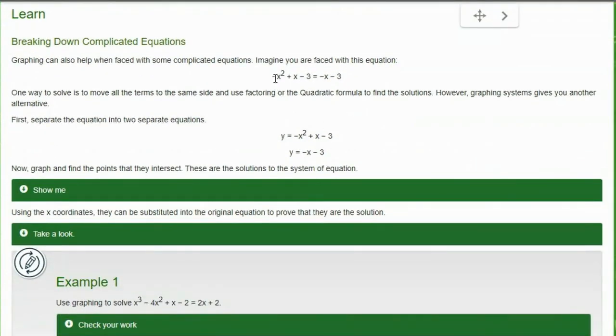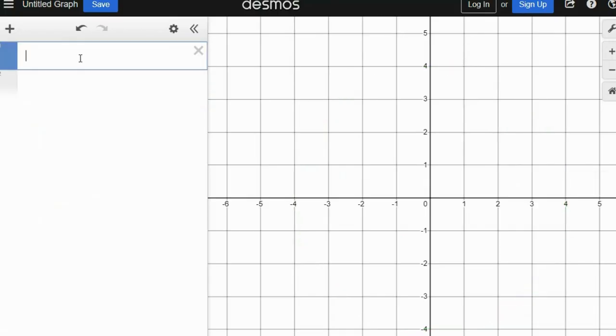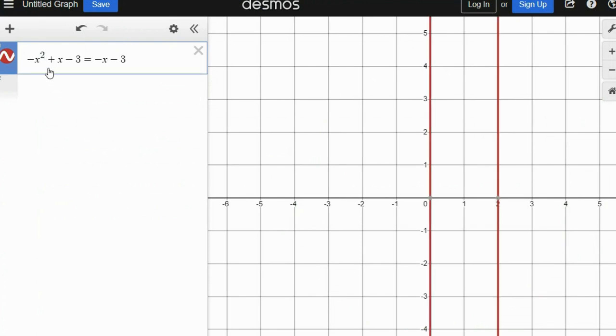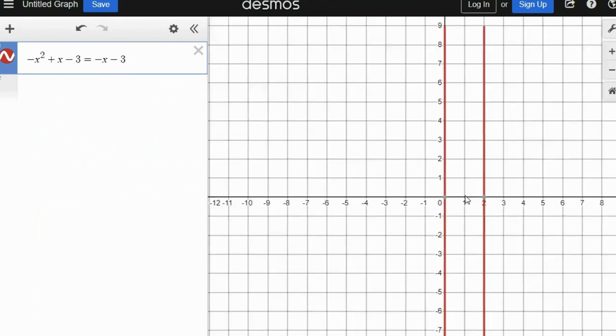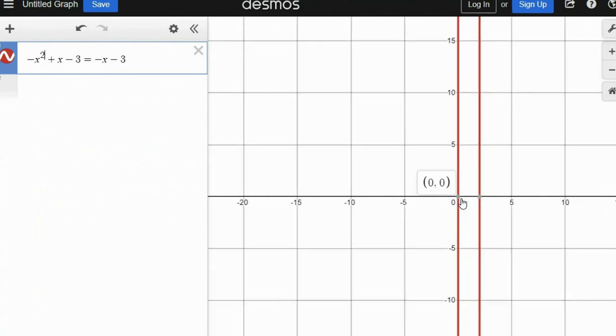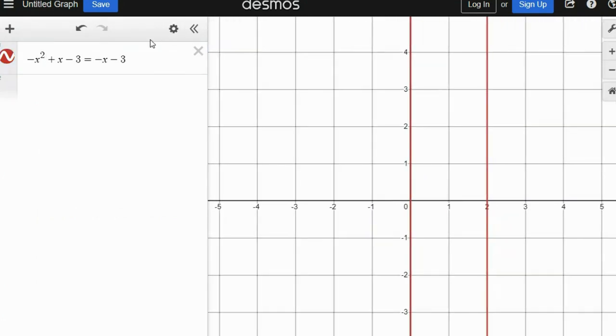Here's a good problem to talk about. Because what happens when I graph? I'm just going to copy this and graph it. We got negative x squared plus x minus 3 equals negative x minus 3. I'm just going to graph that. Okay. Get rid of these equations. There it is. Oh, that's negative x2. Let me make sure it's squared. Negative x squared plus x minus 3 equals negative x minus 3. Look at the graph. It's just 2 straight up and down red lines. Well, that's not right. We know this is linear, and we know this is a parabola. That's not a parabola and a line.